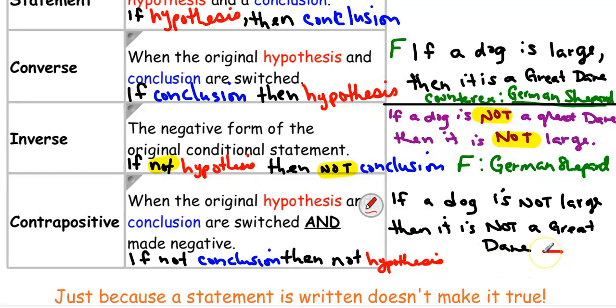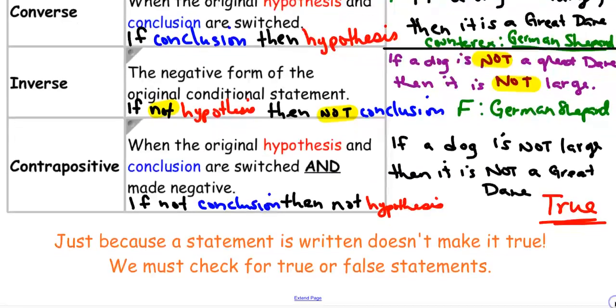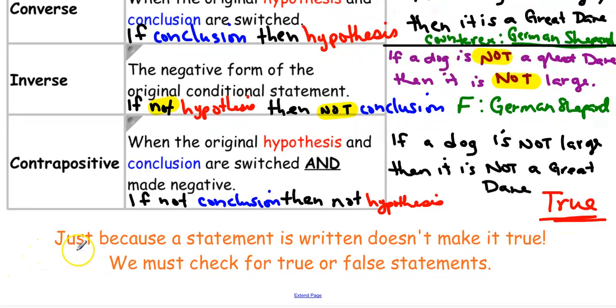So this is actually a true statement. Notice the conditional statement was true. The converse and inverse were false, but the contrapositive statement was also true. All right, so this is what we just talked about. Just because a statement is written does not make it true.